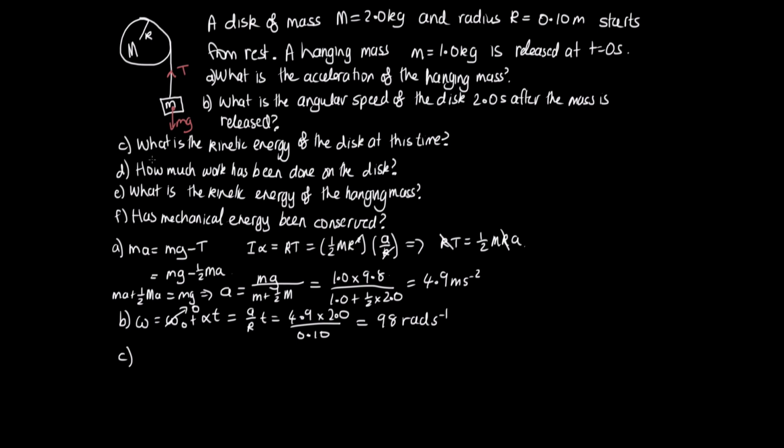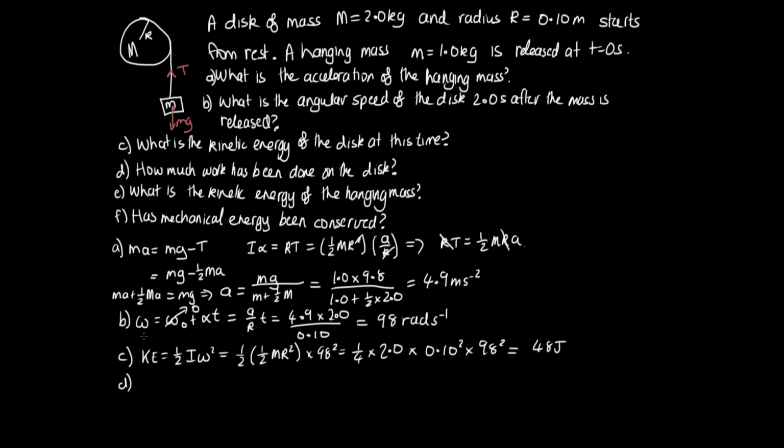Now part C says what is the kinetic energy of the disk at this time. So we can calculate the kinetic energy using this is equal to a half I omega squared. So this is a half. Now because it's a disk, the moment of inertia is a half mr squared, and then omega squared we've just calculated. This is 98 squared. So we've got a half times a half, so that's a quarter, times the mass of the disk, which is 2 kilograms, times the radius squared, so that's 0.10 squared, times 98 squared. And solving this, we end up with 48 joules.